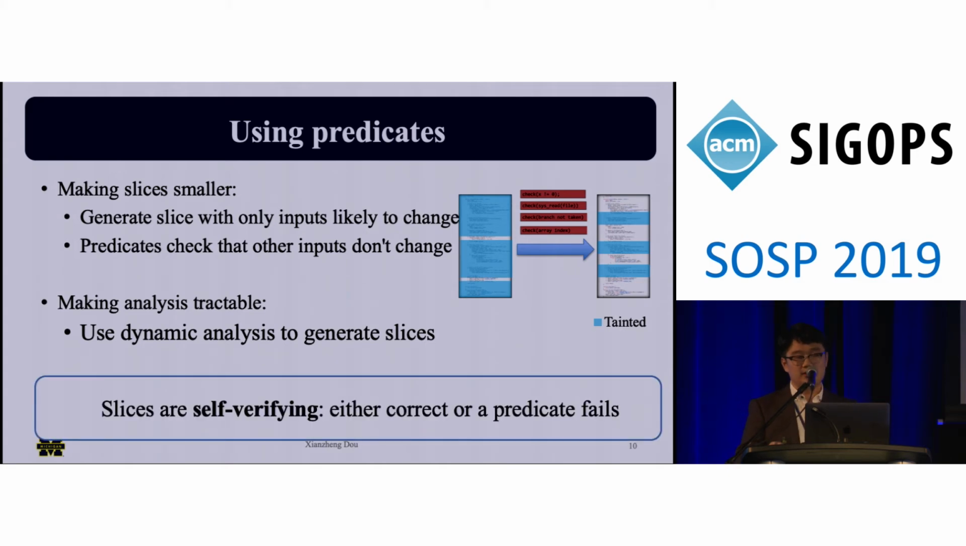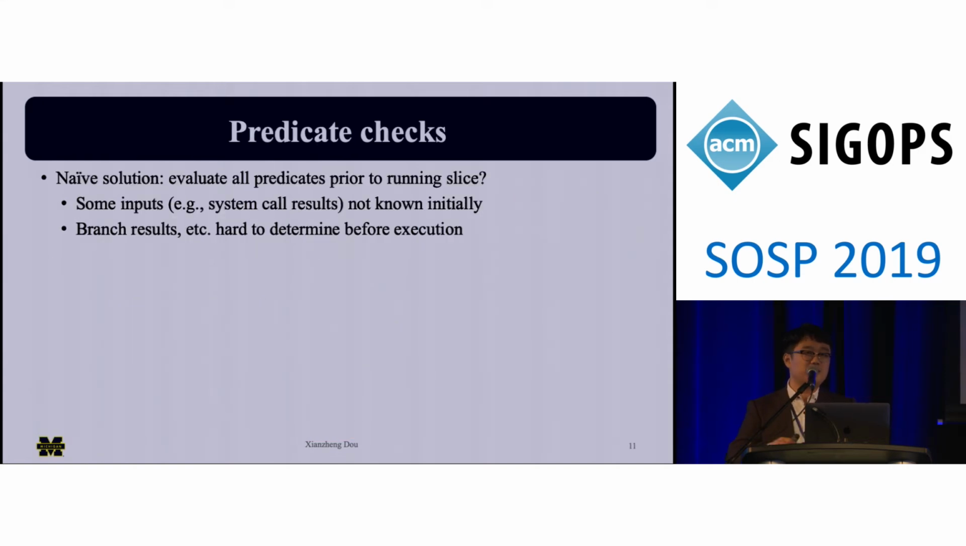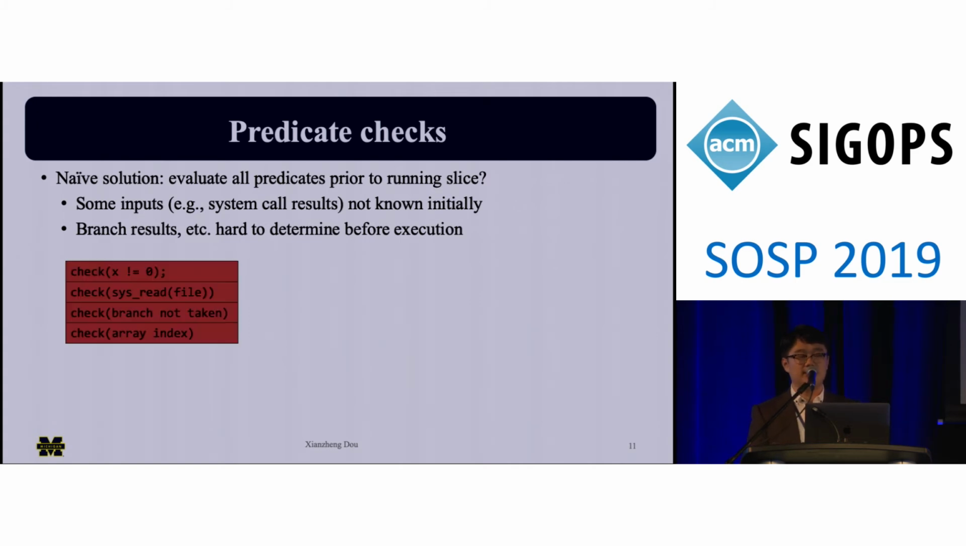So the most important thing about a slice is that it should be self-verifying. That means if every predicate in the slice succeeds, we have a valid slice execution and we end up in a valid memory state. Otherwise, if any predicate fails, we basically have a bad slice execution and the memory state is undefined. So you can try to avoid those bad slice executions in the first place by checking all the predicates before you run the slice.